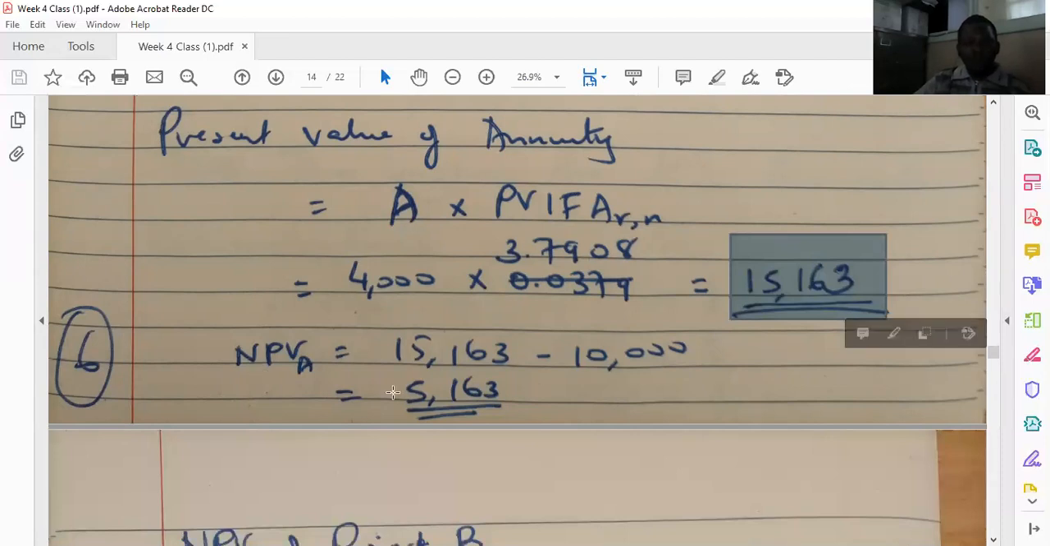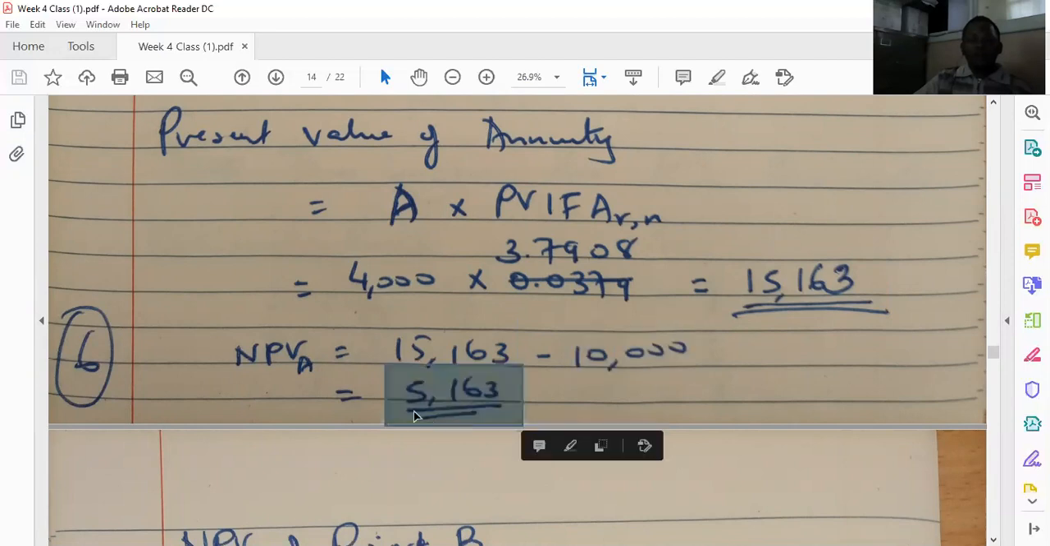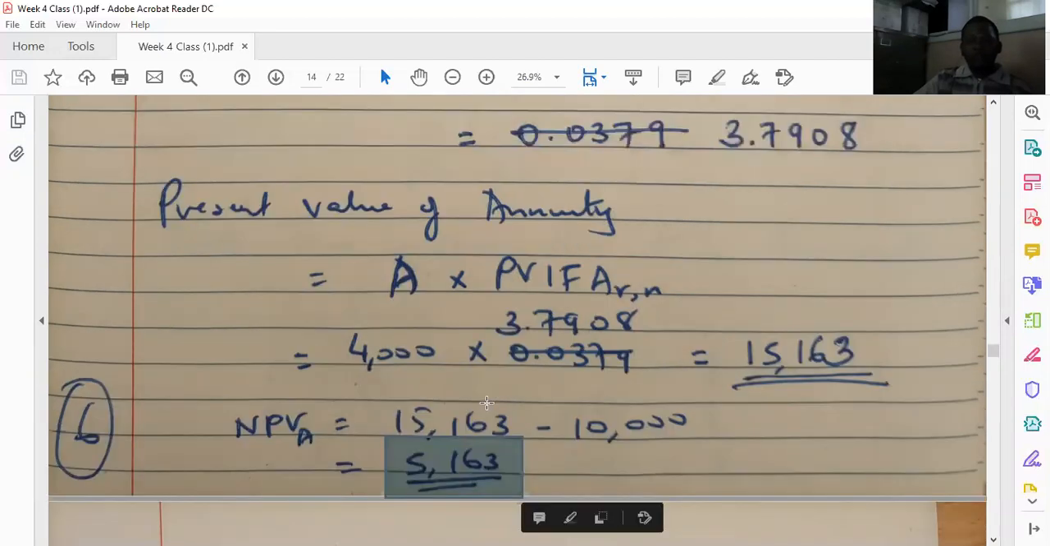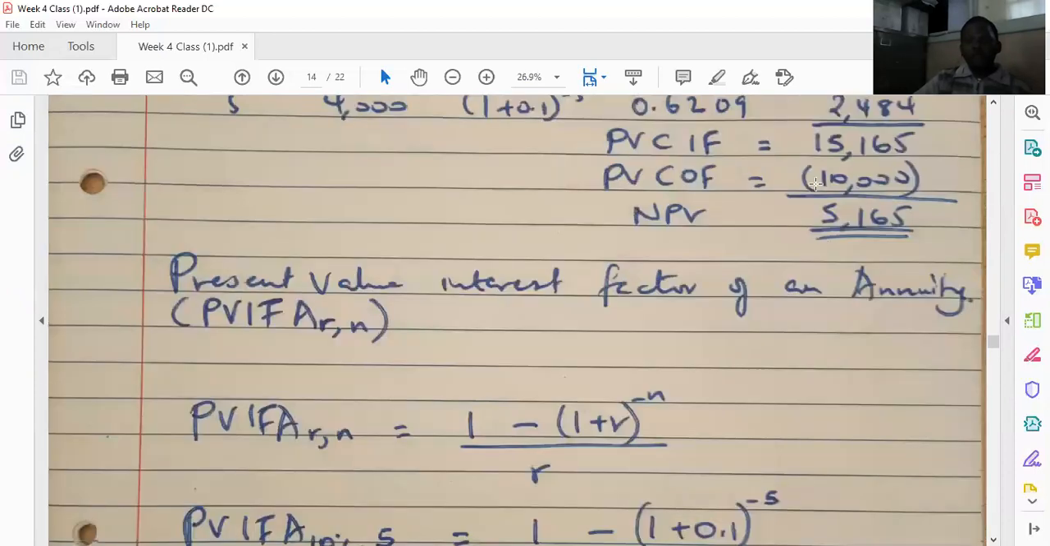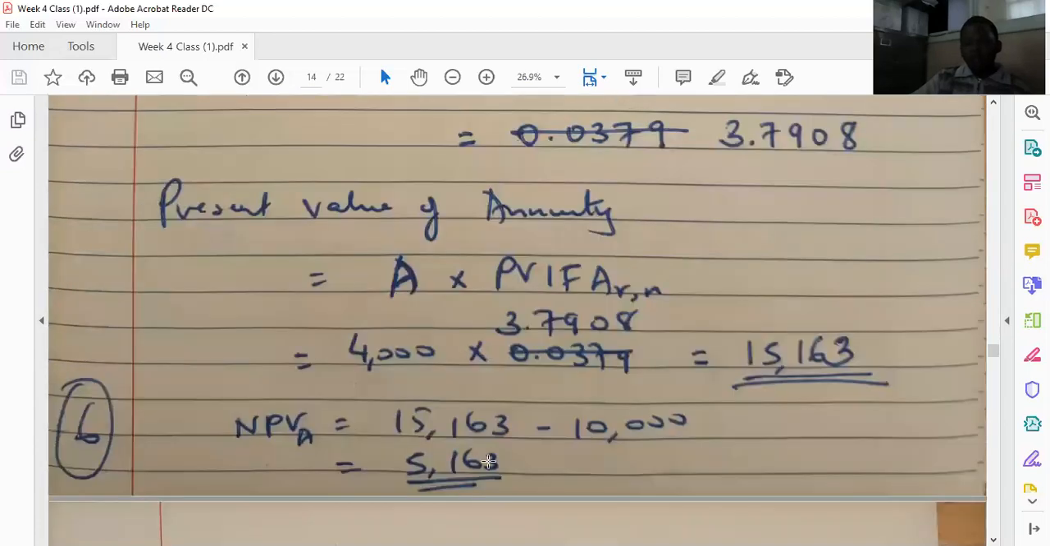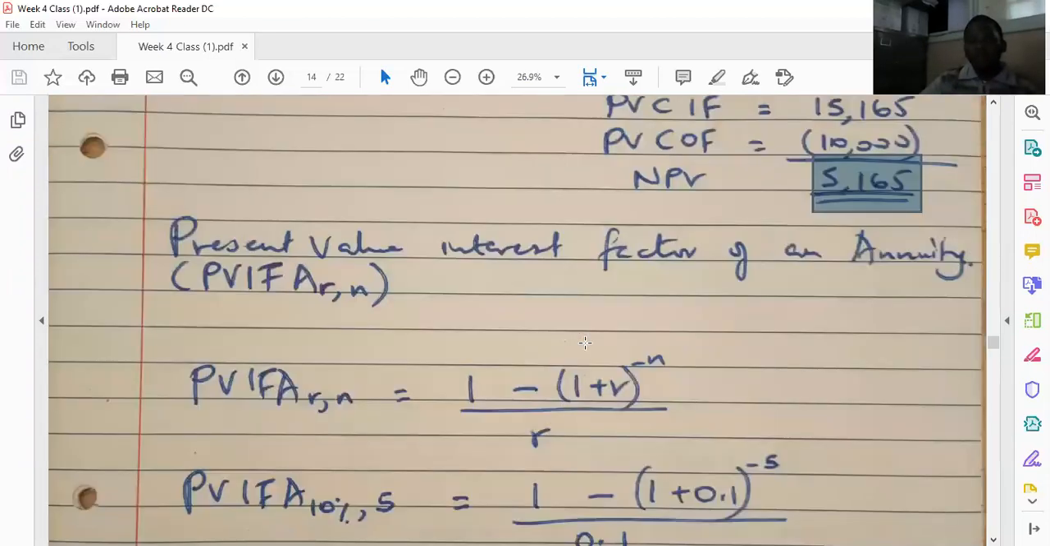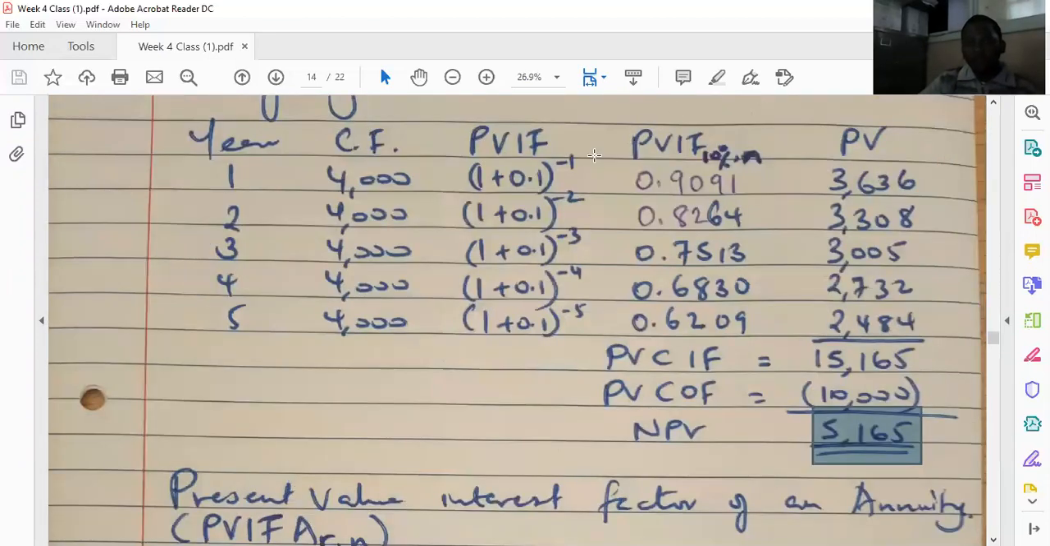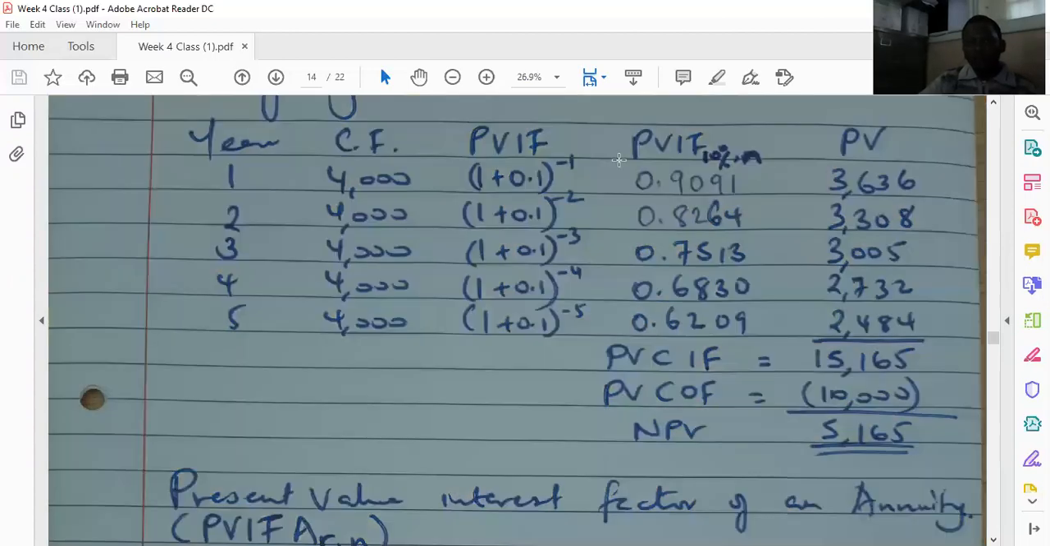Then our NPV shall be equal to the present value of cash inflow, that is 15,163, minus the present value of cash outflow, 10,000, which gives us the NPV being equal to 5163, which is more or less the same as 5165. We only have a difference of 2 shillings, which is very insignificant, but close to each other. It's only that we lose the accuracy when we round off, especially these figures.